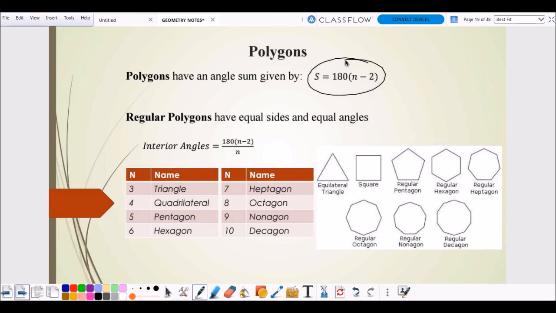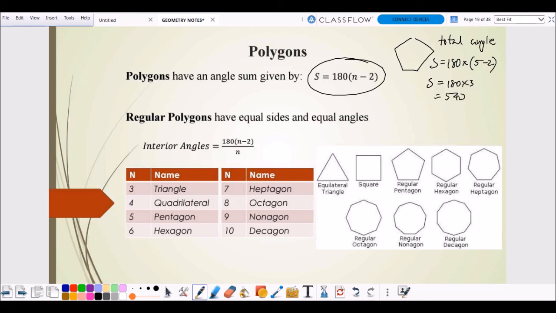So this is the rule that you'll normally use for finding the total angle of a polygon. Let's say, for example, you wanted to know the total angle for a pentagon. It's going to be 180 times the number of sides minus 2. So for a pentagon, the total angle would be 180 times 5 minus 2. In that case, it'd be 180 times 3, which is 540.